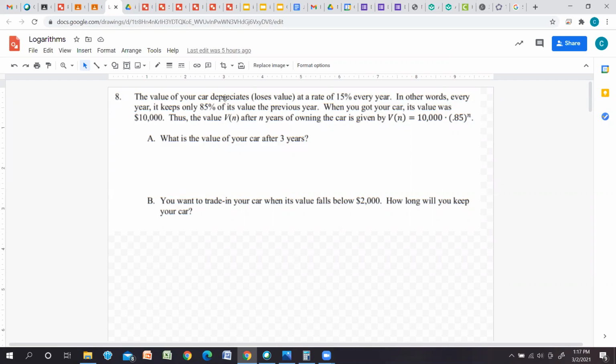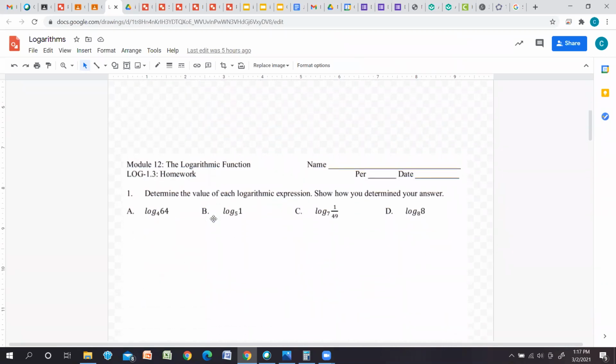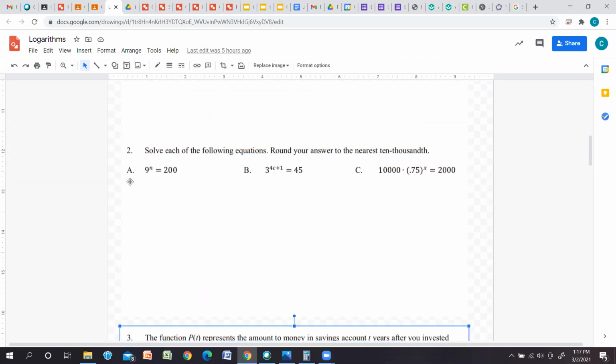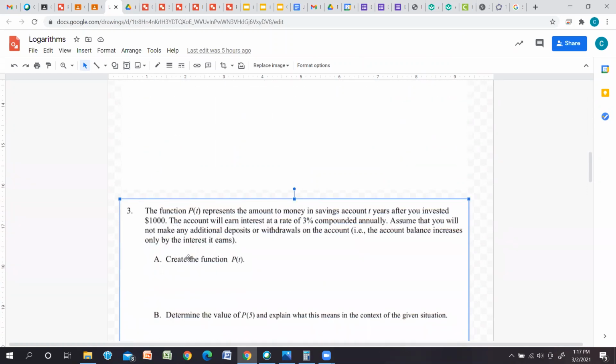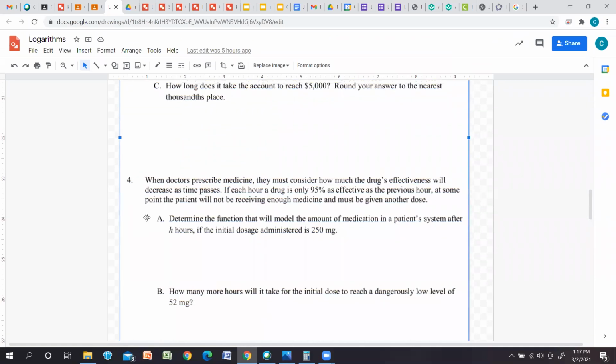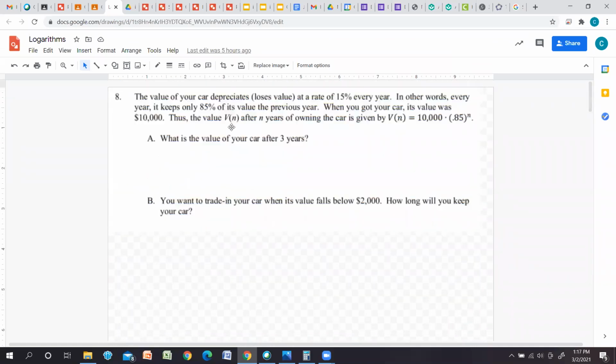So I'm going to do this first problem as an example. Just to go over the assignment, these are just some evaluate logarithms. Down here, some equations that you solve with logarithms, and two real-world situations involving logarithms. I felt that going over this problem would go over all those skills.